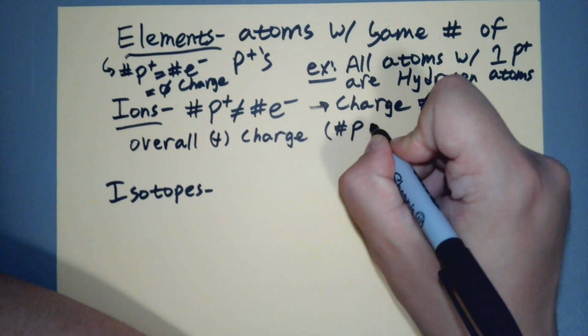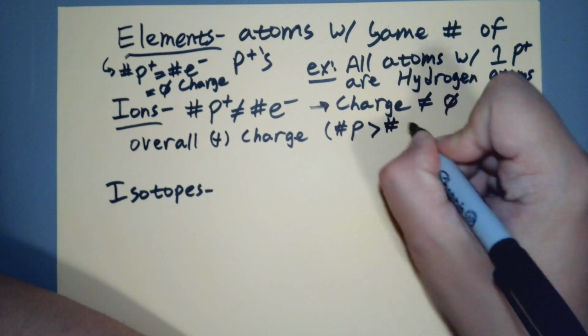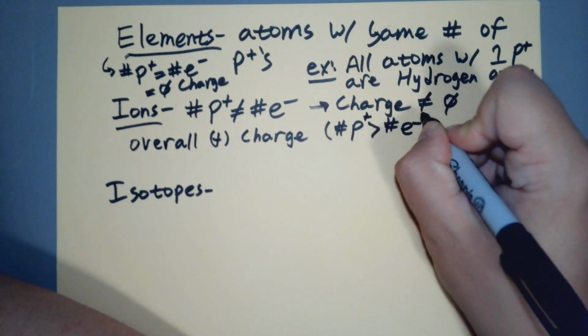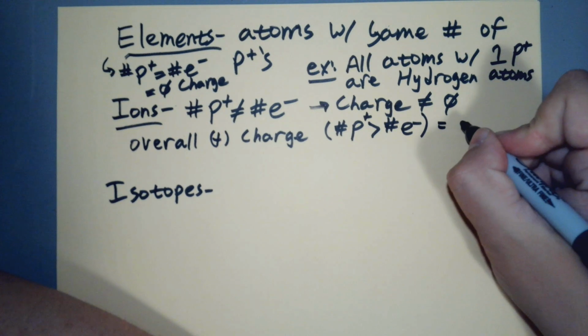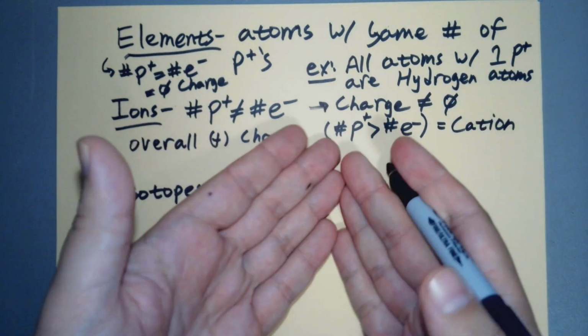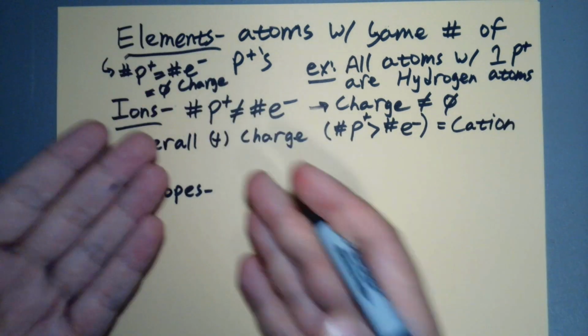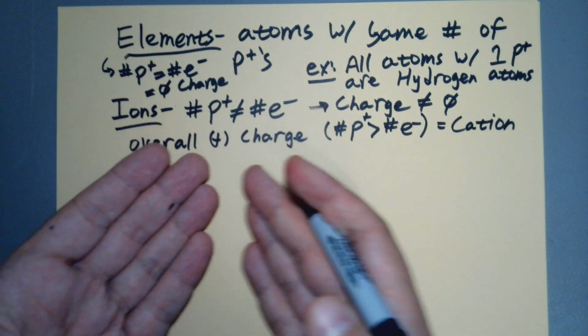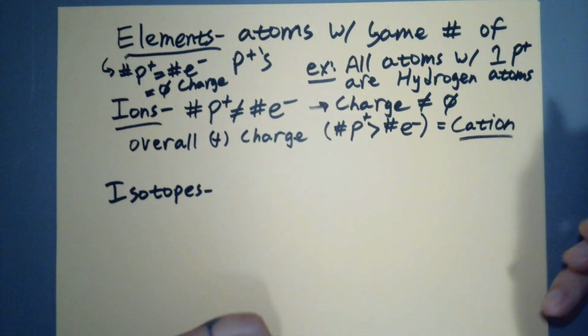number of protons is greater than number of electrons, we call this a cation. Because we can have two situations, right? We can have more protons than electrons. We get an overall positive charge. We have more pluses than minuses. We get a cation. Why do we call it a cation?